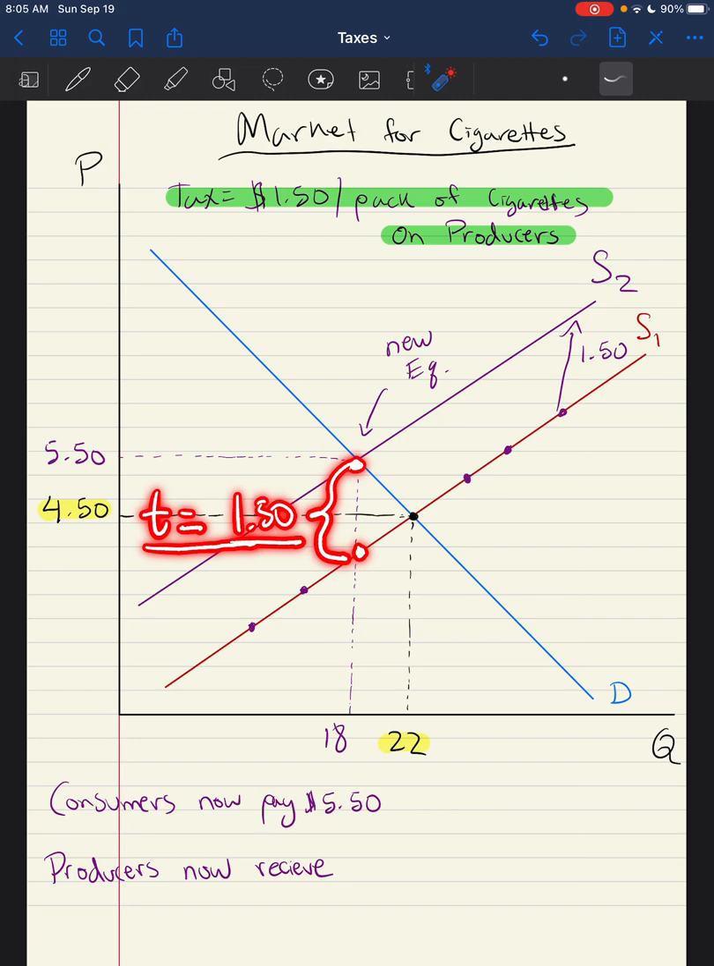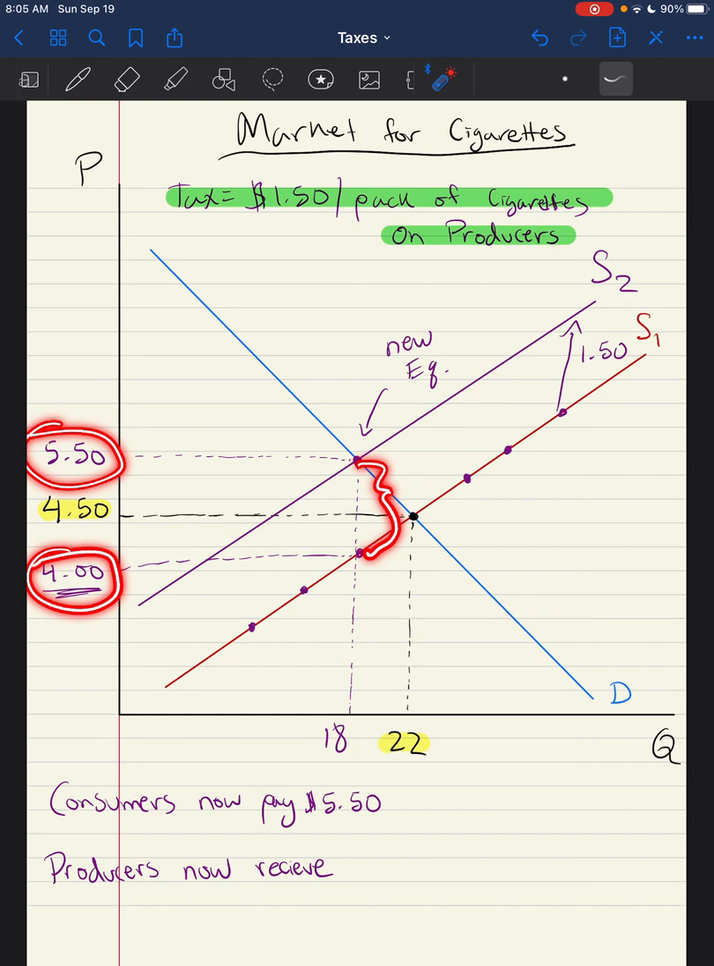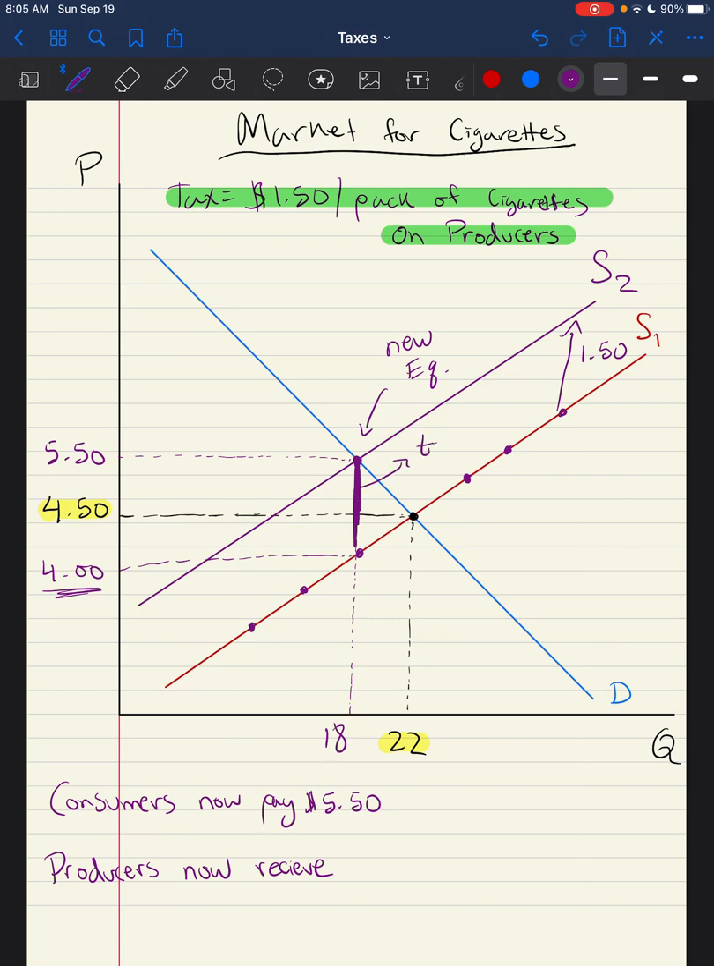So the price that they actually receive is this value right here, and that comes out to be $4. Sorry, it's not 100% drawn to scale, but this will be $4, because the size of this tax, remember, is $1.50. If they're going to get $5.50, they have to give back $1.50. They only get $4 because the difference between $5.50 and $4 is $1.50, and that's how much they're giving back to the government. Let me draw this straight line. This is T equals 150, the size of our tax. So producers now receive $4.